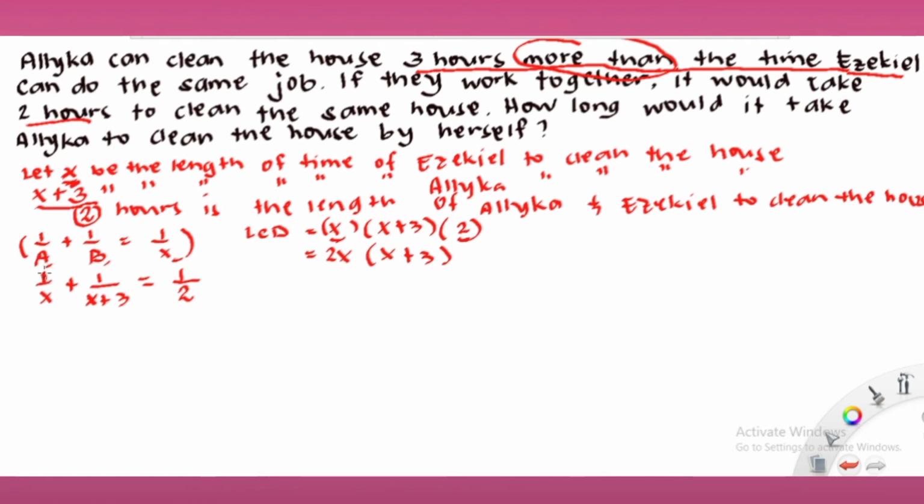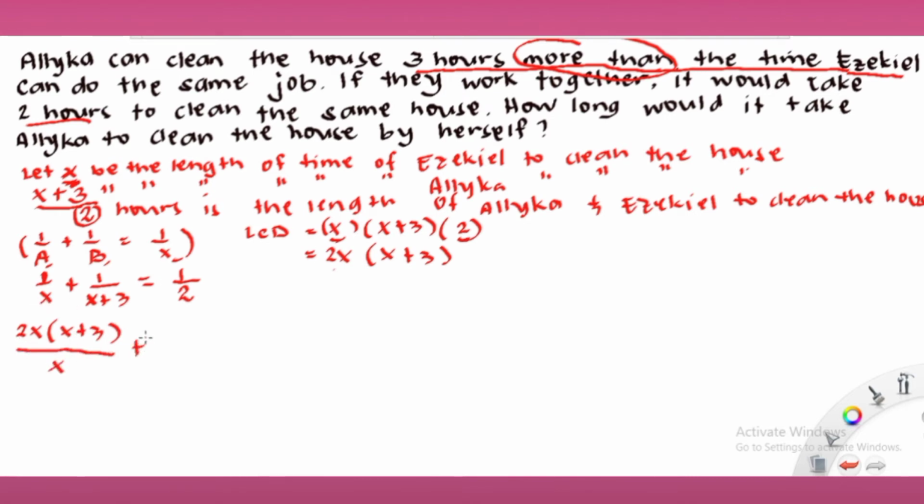So, the numerator ng ating first term na 1 over x, that is 1. 1 times 2x times x plus 3. It's the same with this, right? So, that will become 2x times x plus 3 over x.